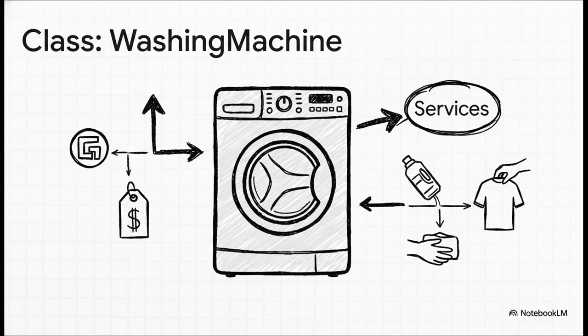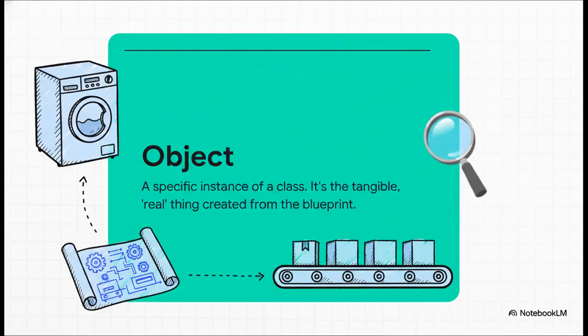Okay, let's make this real. Imagine a class called washing machine. This blueprint basically says, hey, any washing machine we create is going to have attributes like a brand name and a model name. And it's also going to be able to do stuff, right? Like add clothes or add detergent. Those are its services or its actions. So if the class is the blueprint, then an object is the actual washing machine sitting in your laundry room. It's that specific, real-world thing that was built from the plan laid out by the class.